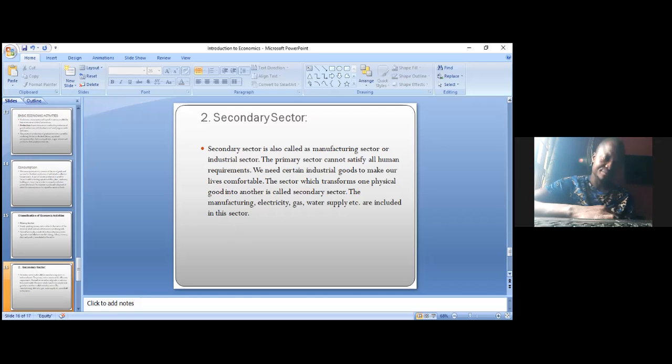Talking about Nigeria now, primary activities are just based on the primary sector: extraction of input. Like the agriculture sector, all those ones, they are the primary sector. The secondary sector is the sector that transforms one physical good into another. That means they transform one physical good into another. That's the manufacturing, electricity, gas, water supply, etc. Those ones are called the secondary sector.